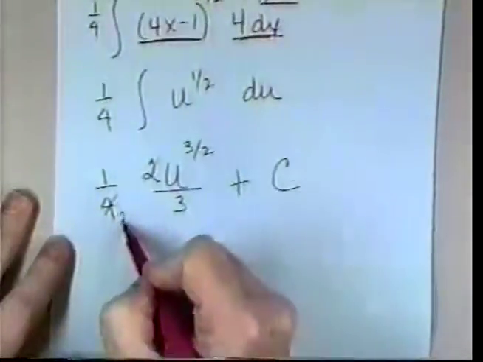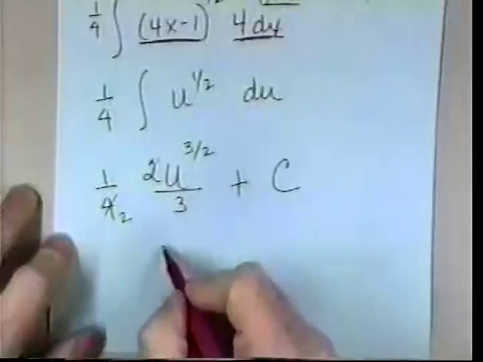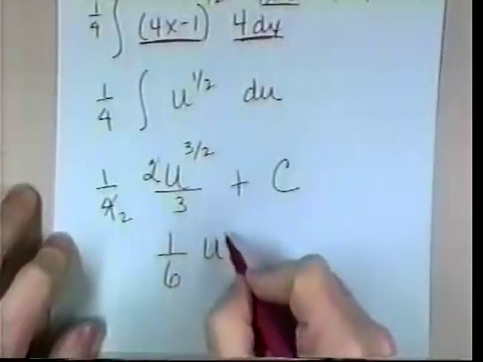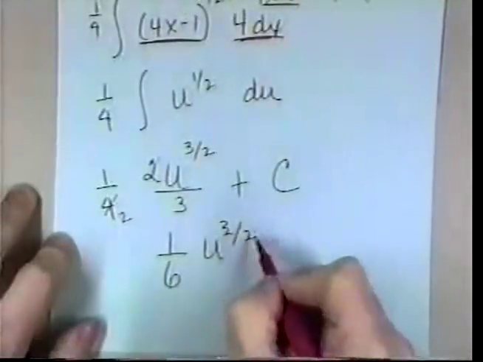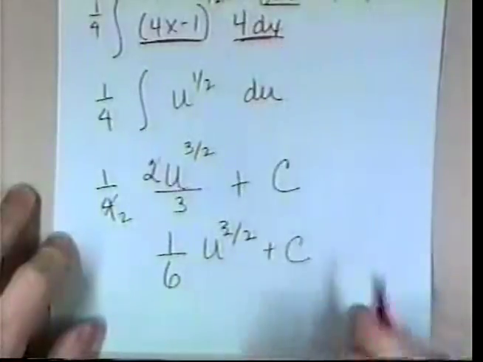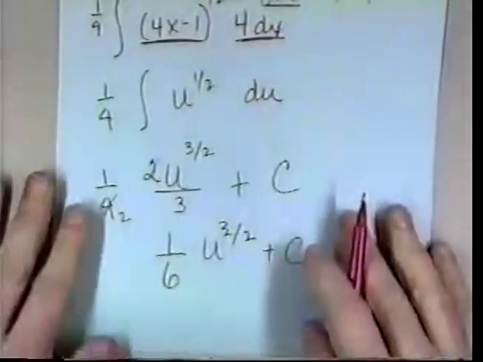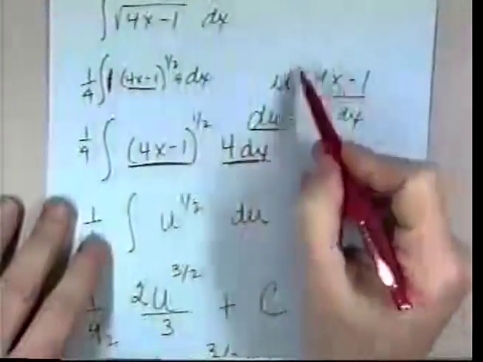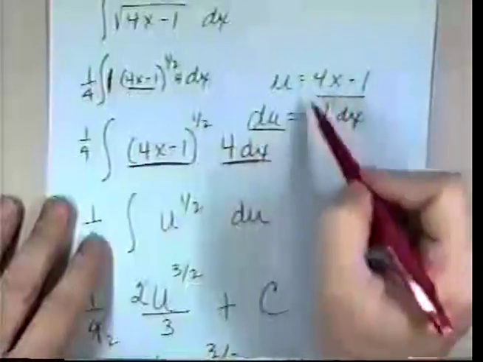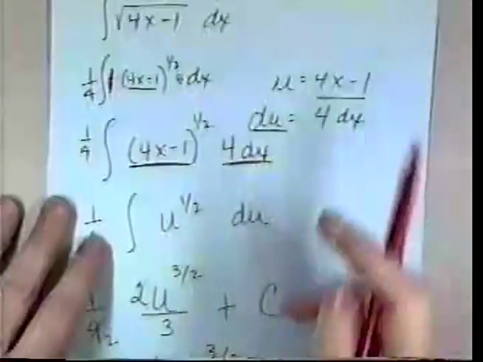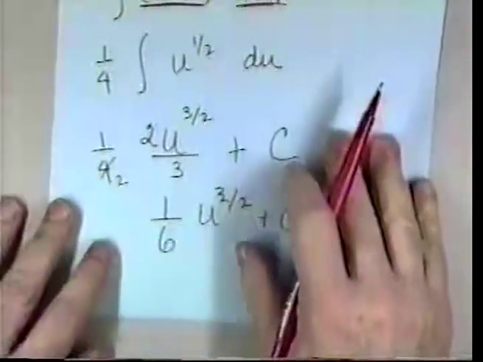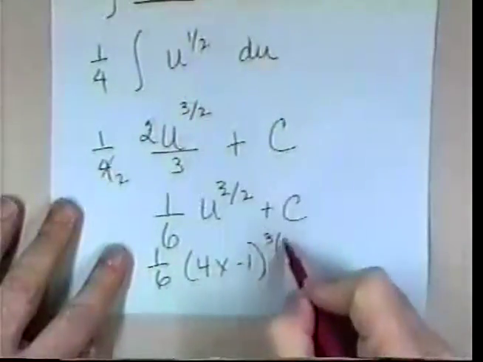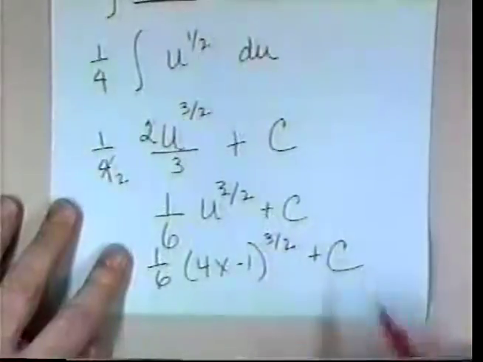Now, the 2 cancels with the 4 and leaves a 2, so you have a 6 in the denominator, and your solution could be either u to the 3/2 over 6 or 1/6 u to the 3/2, plus the constant. Now, we've got one more step to perform. Remember, the original problem was not in terms of u, it was in terms of x. So I want to go back to where I chose my u, take out the u in my final answer, and resubstitute the 4x minus 1. So that's going to be 1/6 times the quantity 4x minus 1, to the 3/2, plus a constant.